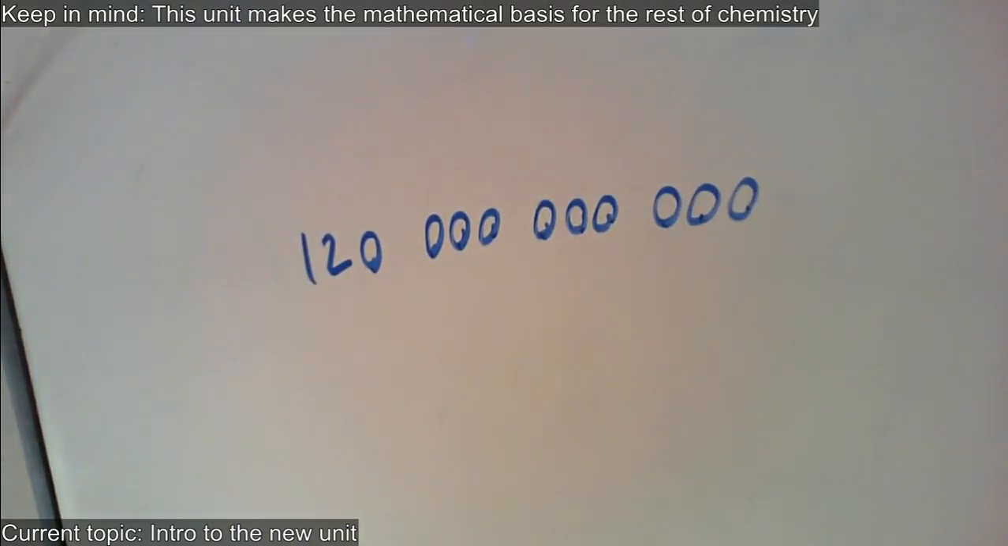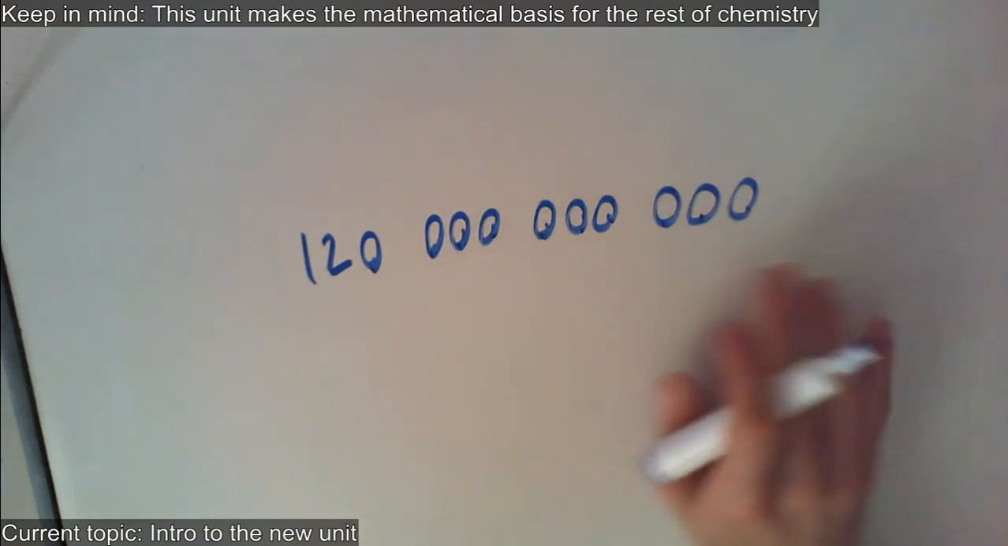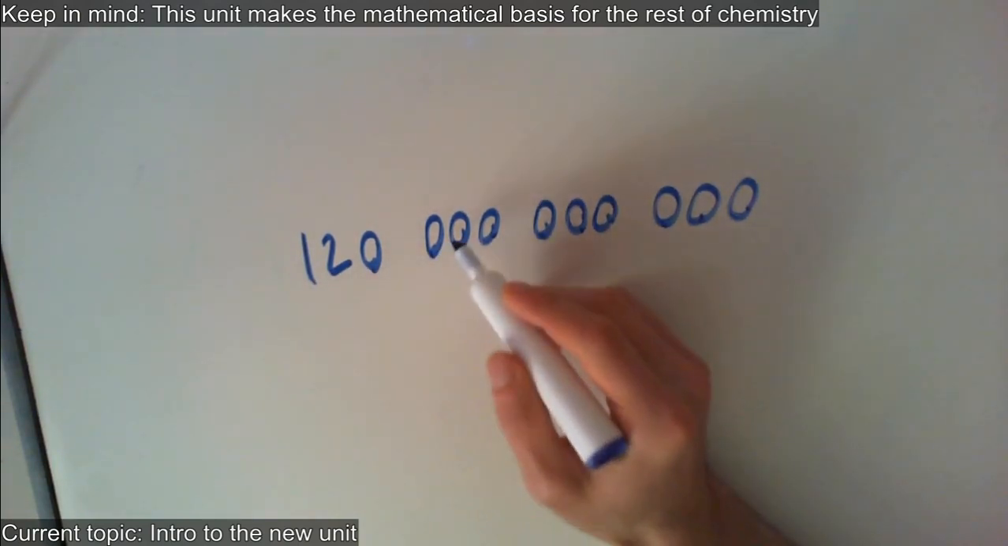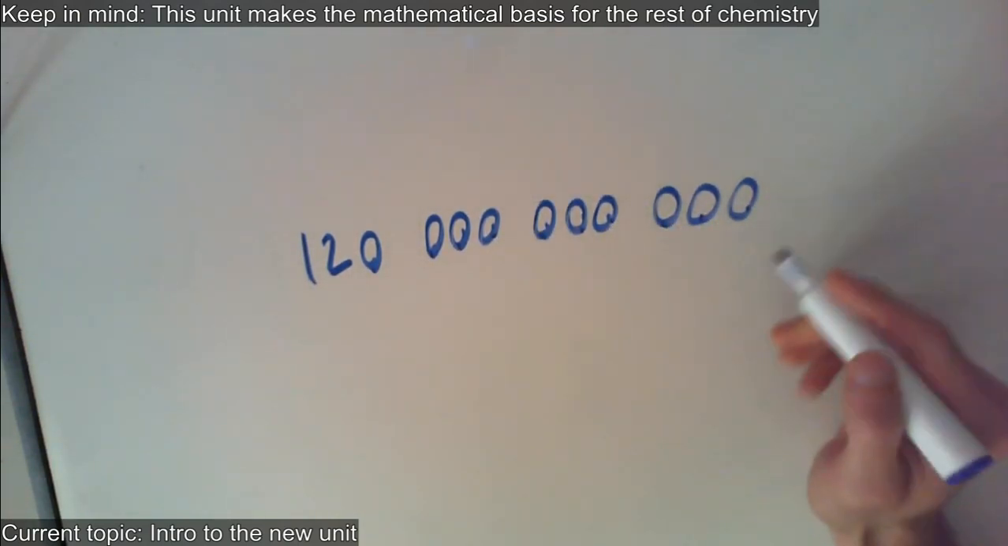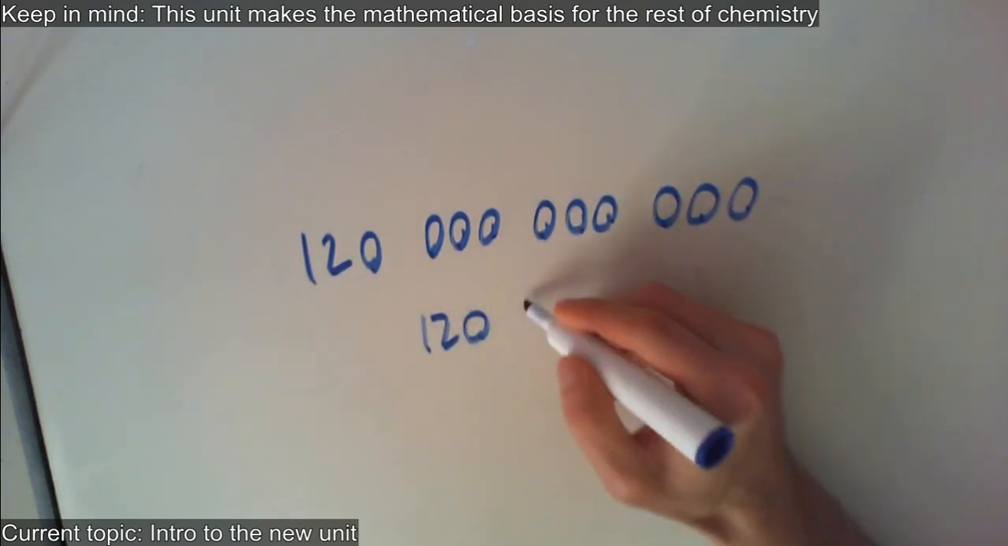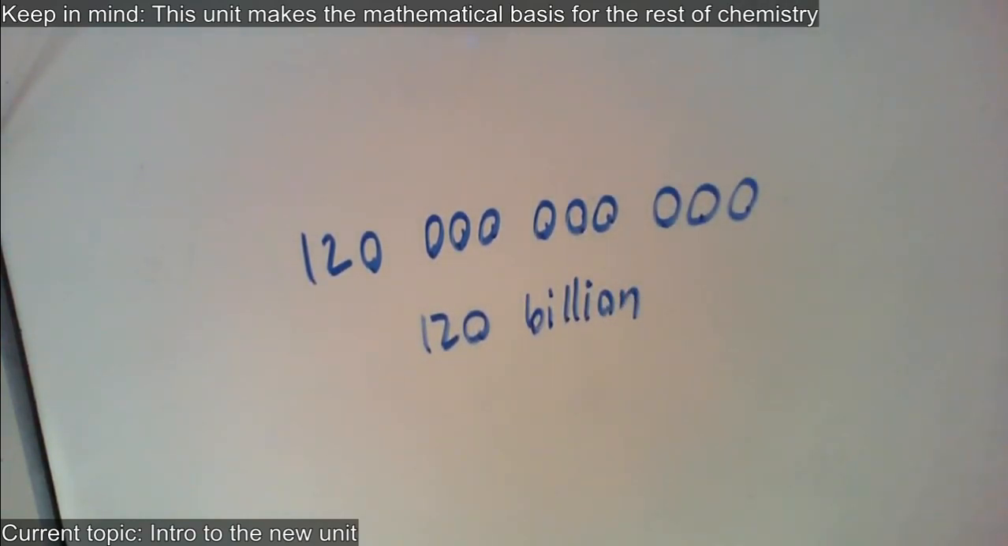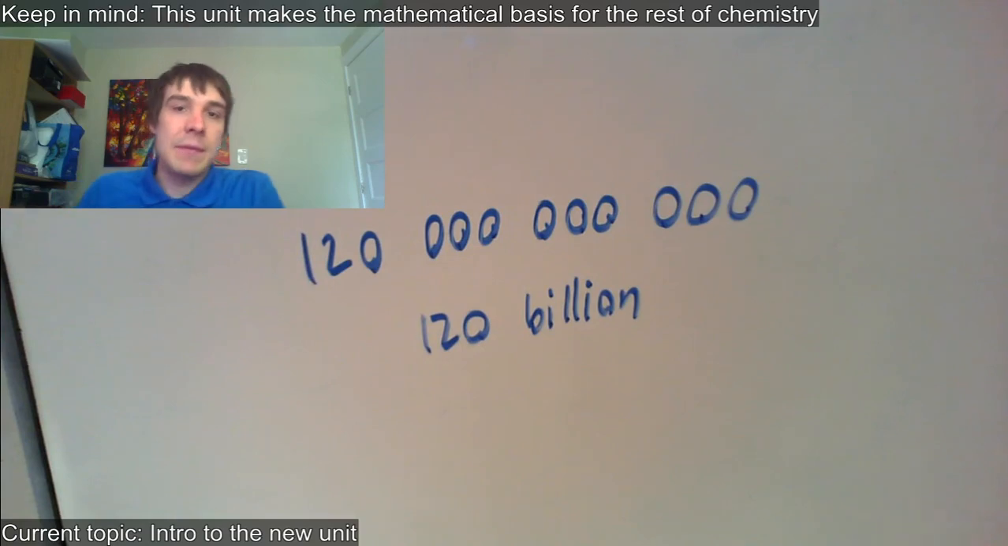It's 120. It's a lot of money. But we don't say 120000000000000. We say 120 billion. And we say this. Let me get my webcam. There we go. So we say this.